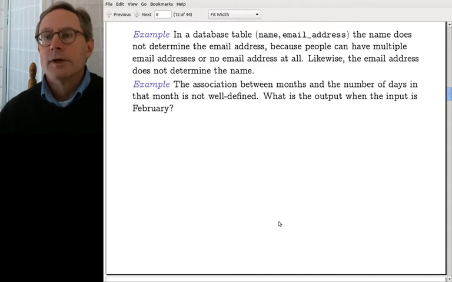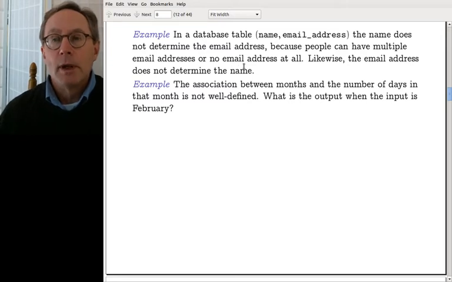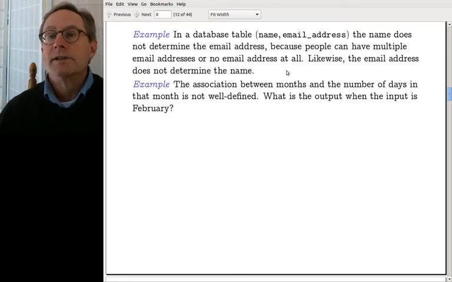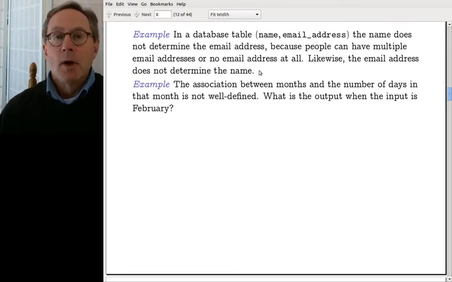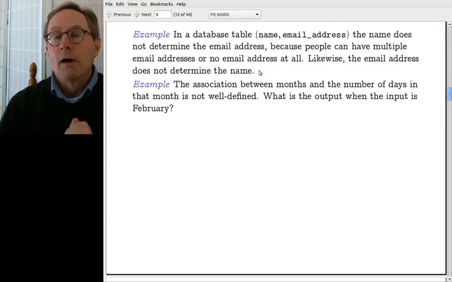Okay, another example is in a database table. If I have name, comma, email address, the name doesn't determine the email address because people can have multiple email addresses or maybe no email address at all. Likewise, the email address doesn't determine the name. When you have a database table where one of the entries determines others of the entries, that's a very important entry. You might call that a key.